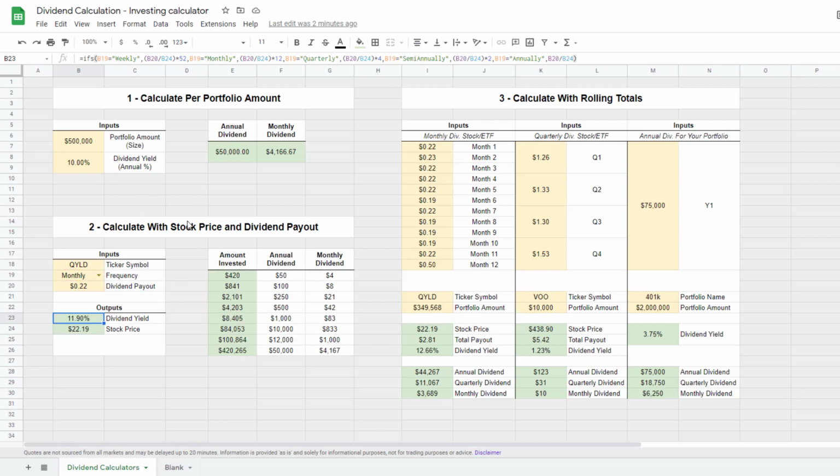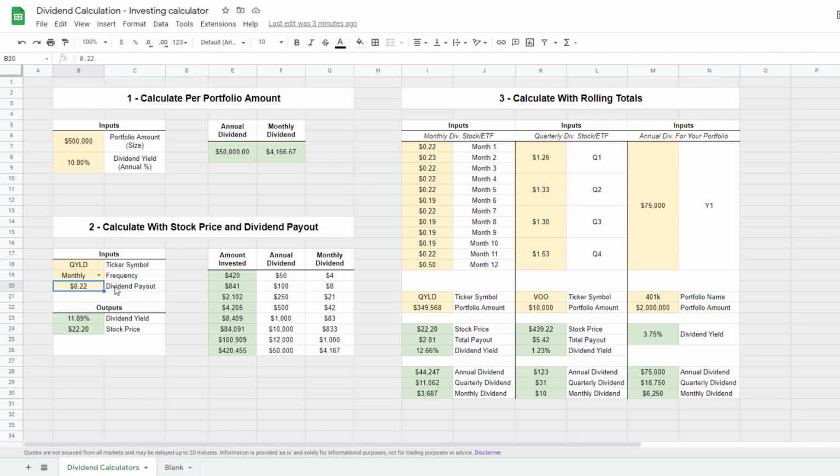So in calculator 2, we'll go ahead and calculate this number right here from the dividend payout. So let's say we're working with QYLD, ticker symbol QYLD. Let's say it's a monthly frequency, and once we go through the calculator, I'll show you how to add this if you would like to play around with different ticker symbols with different frequency payouts.